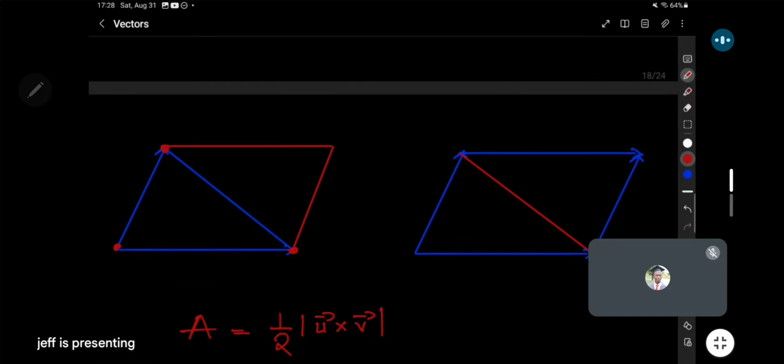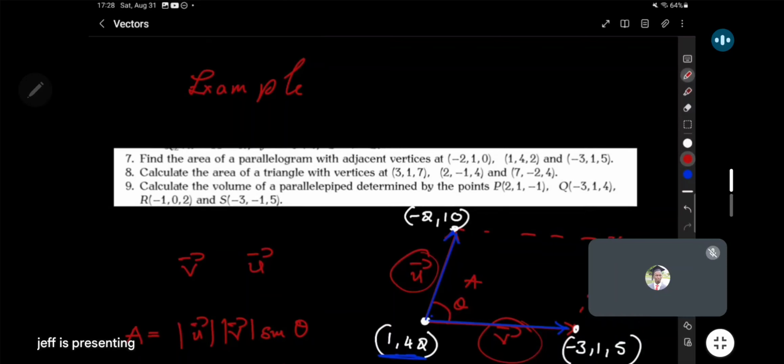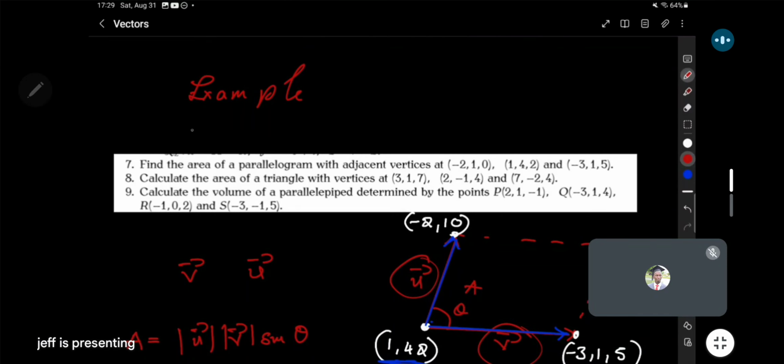So what do I mean? Let's look at our problem here. For this problem, what are our vertices? We have 3, 1, 7, and then we have 2, minus 1, 4, and then we have 7, minus 2, 4. Here again, the assumption is that these are going to be adjacent vertices, of course. So let's complete this one like that.